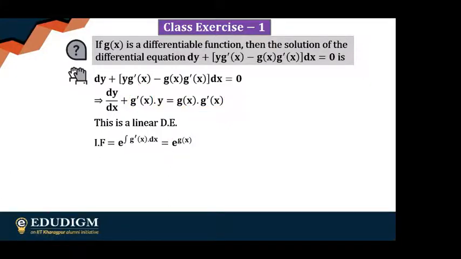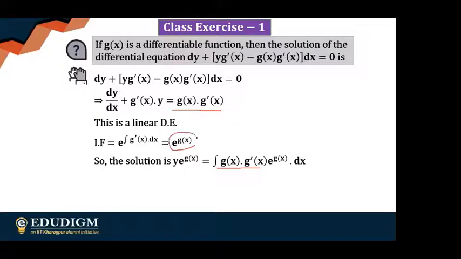So what will be the solution of this? The solution will be y into integrating factor equals to whatever was originally here. Along with that, see, I have used this. All right. Put the values here. So we are sorted with the LHS. Now I'm going to talk to you about the integration on the RHS.